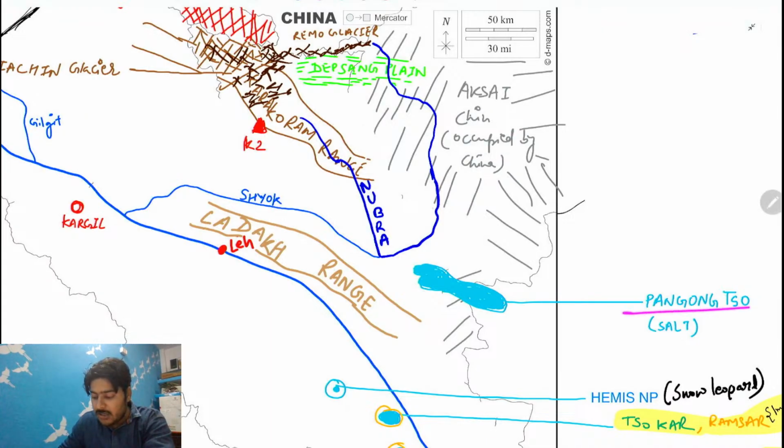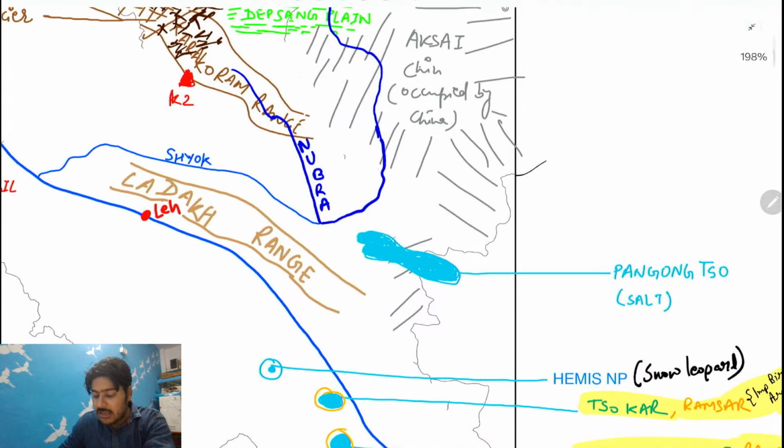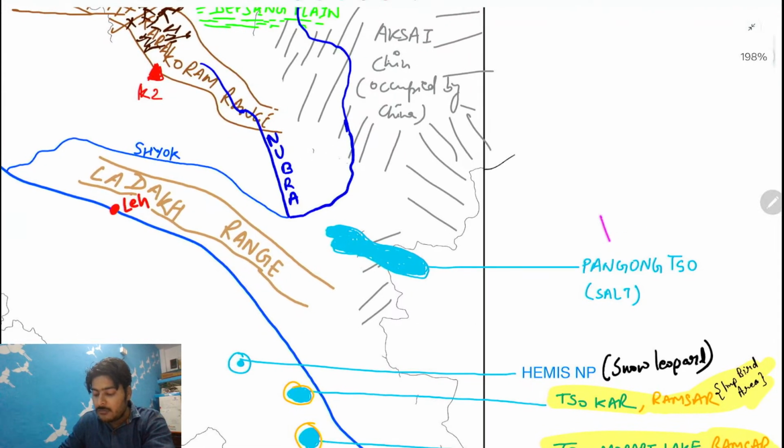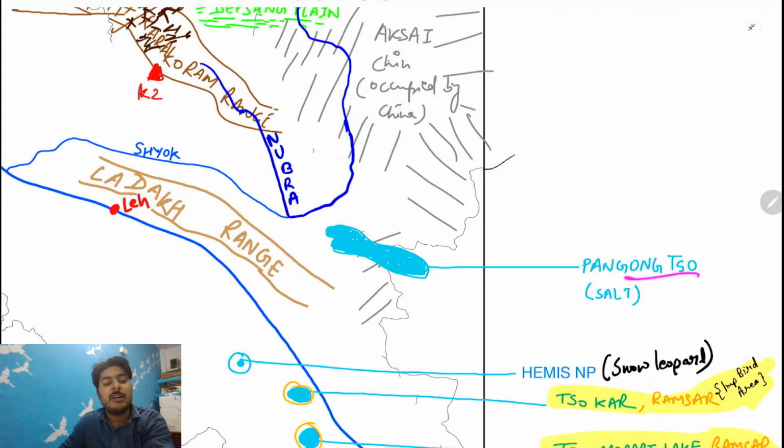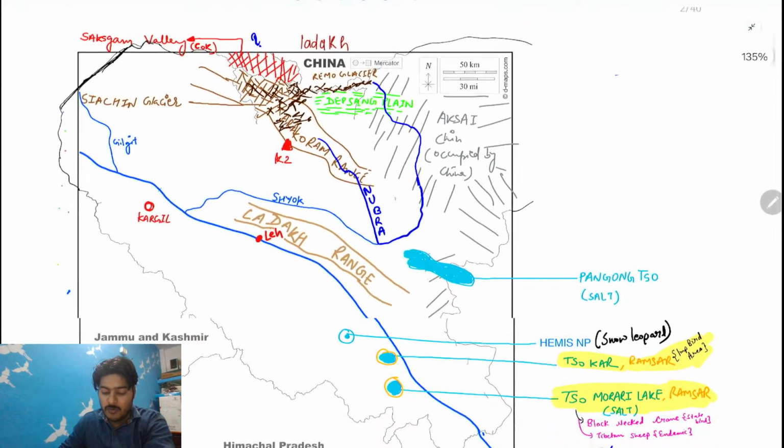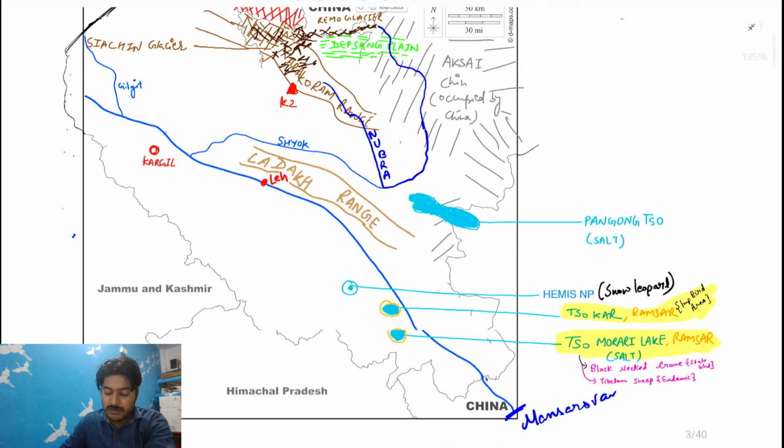Now this Pangongso Lake is a saltwater lake. Two-third of the Pangongso Lake lies in China, and only one-third of the lake lies in India. Two-third is in China, one-third is only in India. Okay? One-third is there in India. Now, moving forward, here we have what we have seen.